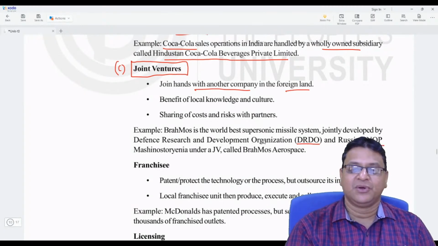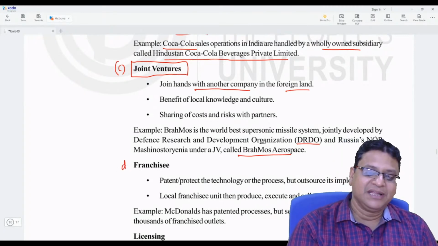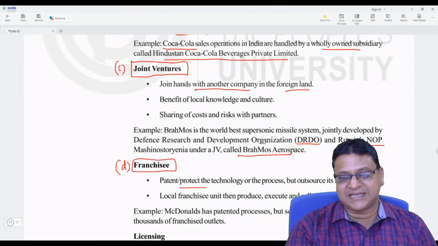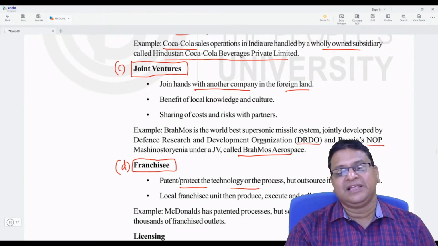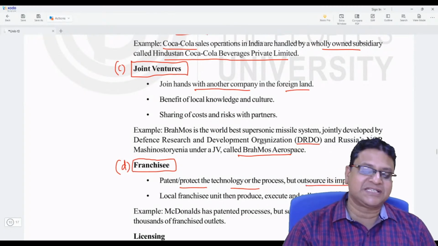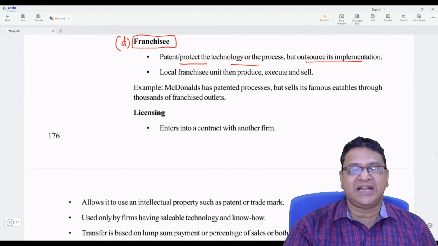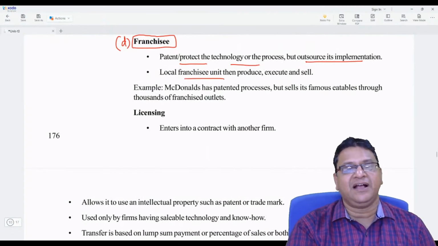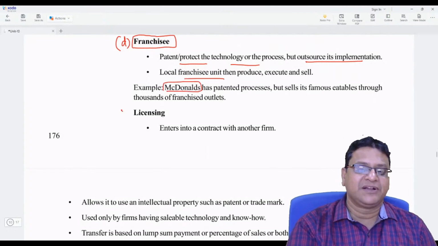It's a joint venture where BrahMos is created. Next, franchise model. In this case, you give franchise, you give patent or technology, and another firm in the host country implements, does business in your name. That is known as franchising model. Here you create local franchise units to do business. In India, McDonald's is using franchising model for doing international business.